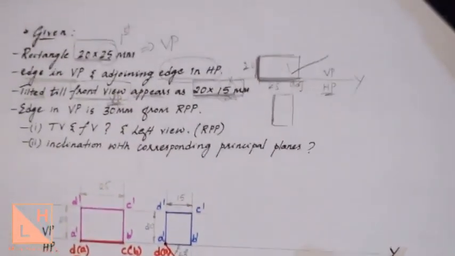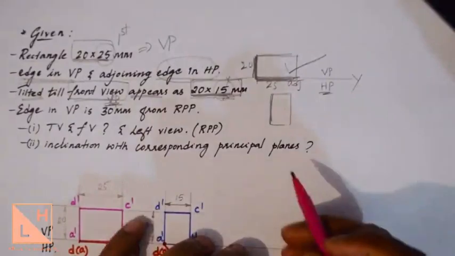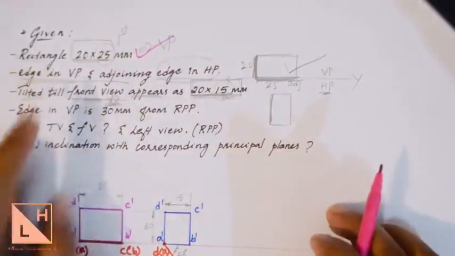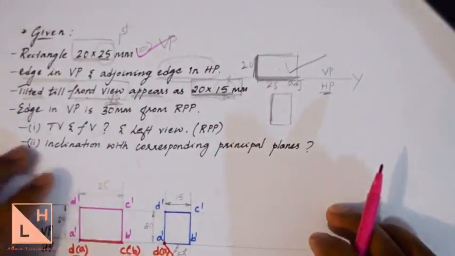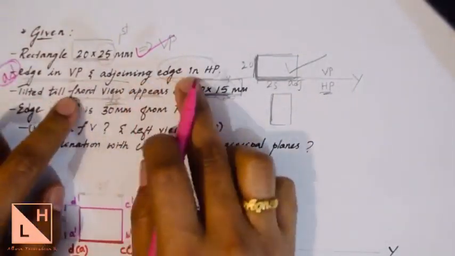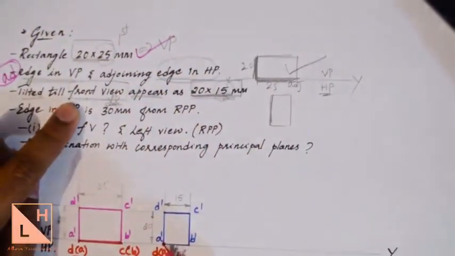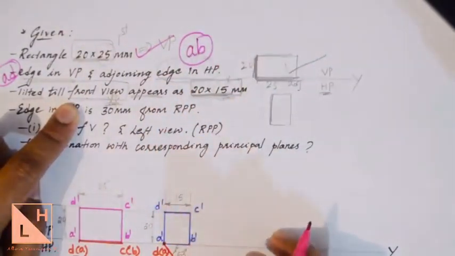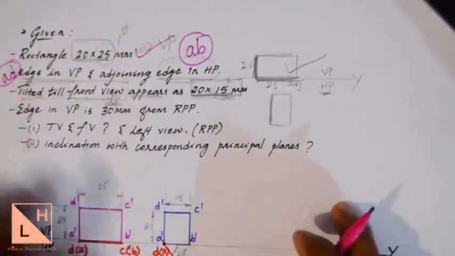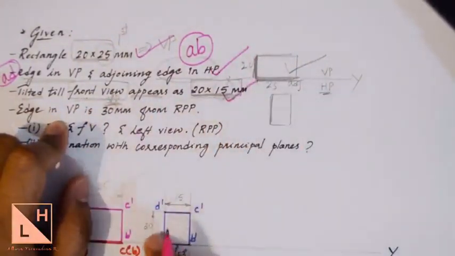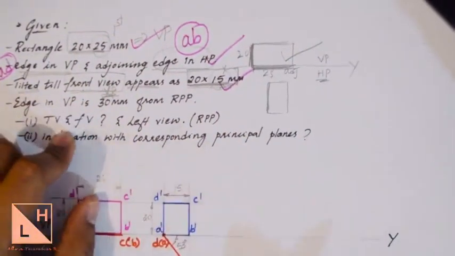So if you just have a checklist of the given data and see what all we have done, we have completed a rectangle of 20 by 25 and we have kept one edge in VP, which we have satisfied here. The edge in VP is going to be AD and the adjoining edge in HP, the one that we have selected, is on the XY line, that is A dash B dash, or AB in the top view. You can write AB if it is in top view, right? And then we have tilted the lamina so that it appears as 20 by 15 mm in the front view. So we are done with that also.